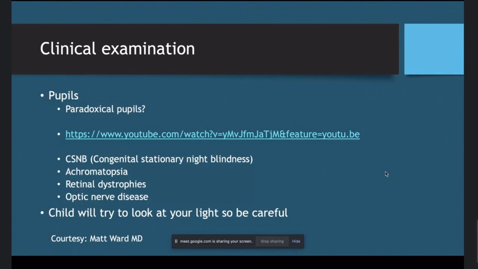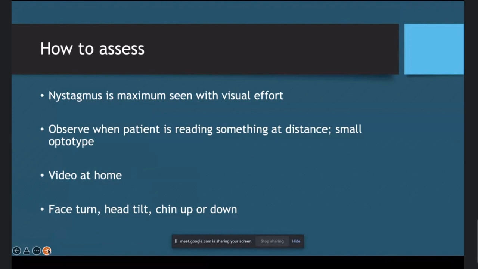But the child will look at your light, so be careful. It's different in examining a child. You also have to see whether nystagmus is maximum with visual effort. When the patient is reading something at distance, small optotypes, 6/36, 6/24, 6/18, you can start seeing the nystagmus really well and the abnormal head posture also really well. Otherwise, ask the parent to take a video at home and show you. It can be a face turn, a tilt, a chin up or down, or even a combination.